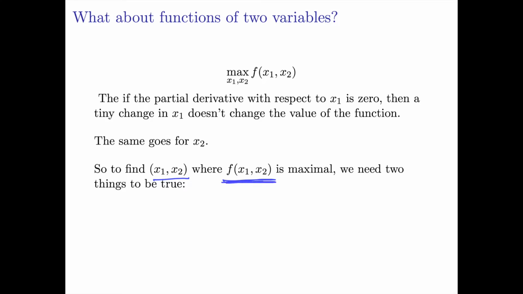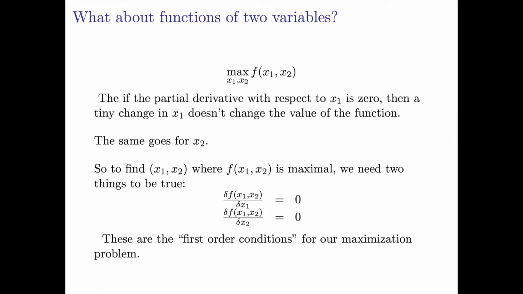So to find the pair x1, x2, such that we've maximized the value of f of x1, x2, we just need two things to be true. The partial derivative of f with respect to x1 is 0, and the partial derivative of f with respect to x2 is 0. These are what we call first-order conditions. In particular, notice that we've got two first-order conditions, one with respect to each of the variables that we need to choose in order to maximize the function. So the first-order conditions give us two equations and two unknowns, and we can use those to solve for the optimal value of x1 and x2.